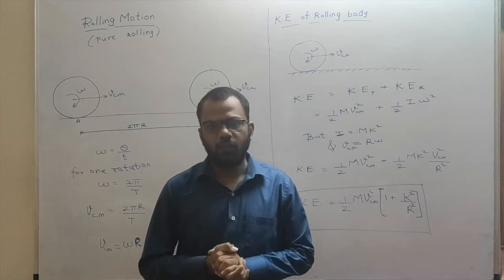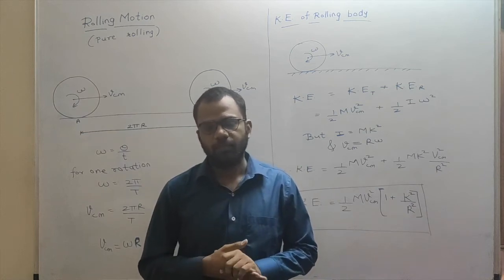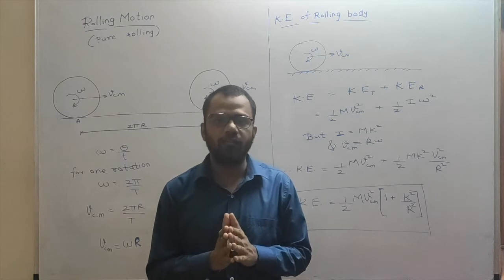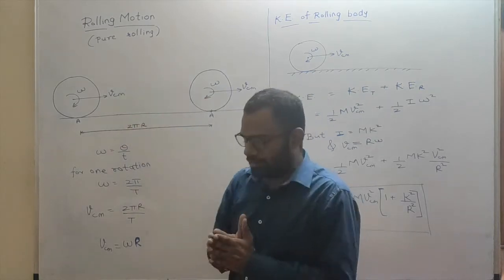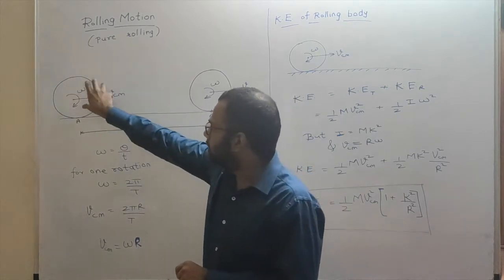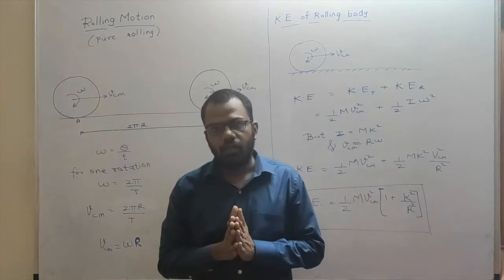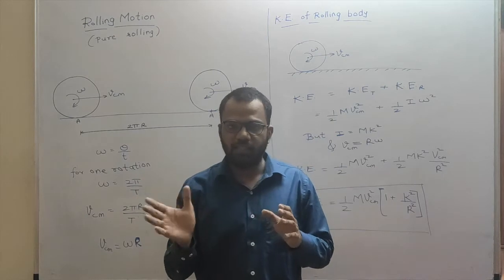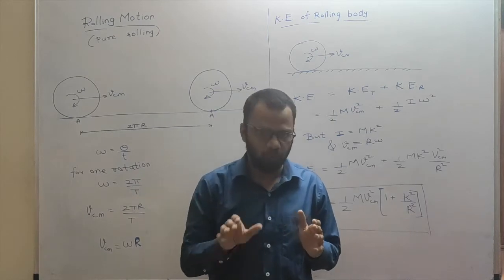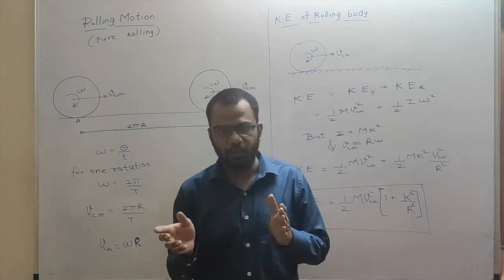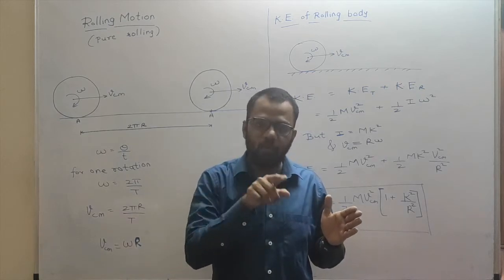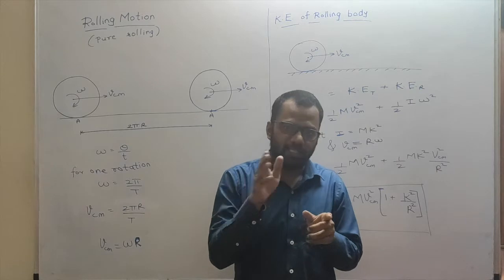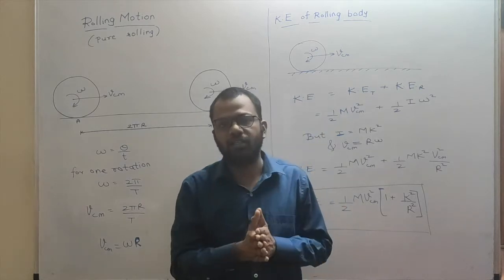Now we'll talk about rolling motion. Okay, pure rolling, or rolling without slipping. Now look here. Consider this object which is rolling. Rolling will be a combination of translation motion plus rotational motion, because as the object is moving, it is also rotating about its axis as well as moving in the forward direction.